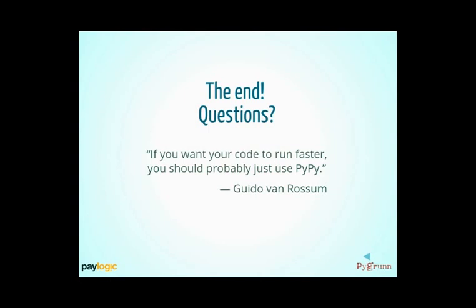Okay. That's the end. One small ending quote from Guido, the person who created Python, and the benevolent dictator for life. If you want your code to run faster, you should probably just use PyPy. Unless you use C modules, but we already explained that. They should just start using CFFI and get done.